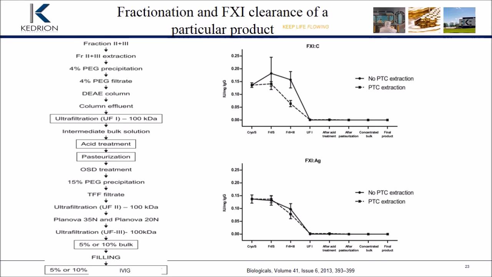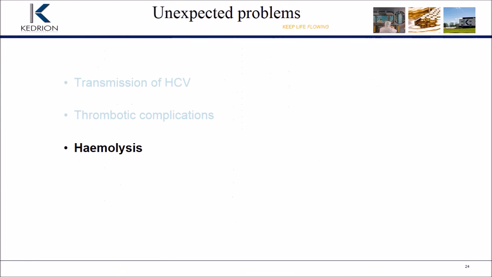This is, I believe, Sibogama from Grifols, and you can see that over the course of the fractionation, the amount of factor 11, which is the guilty protein in this instance, is going down to limits which we cannot detect in the final product. So this is very satisfactory.